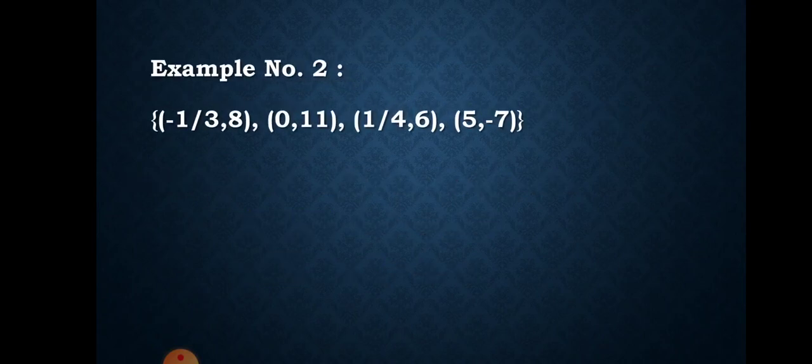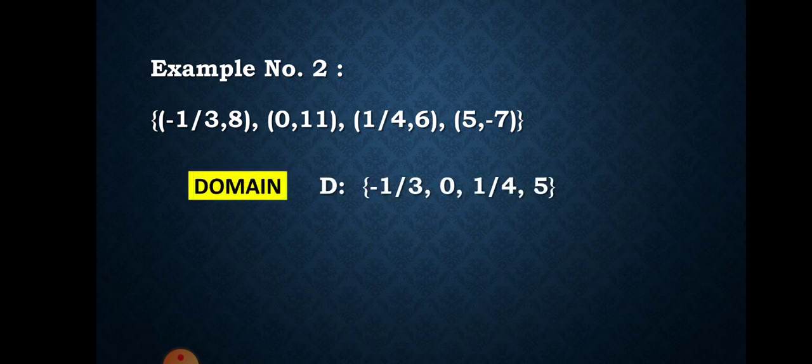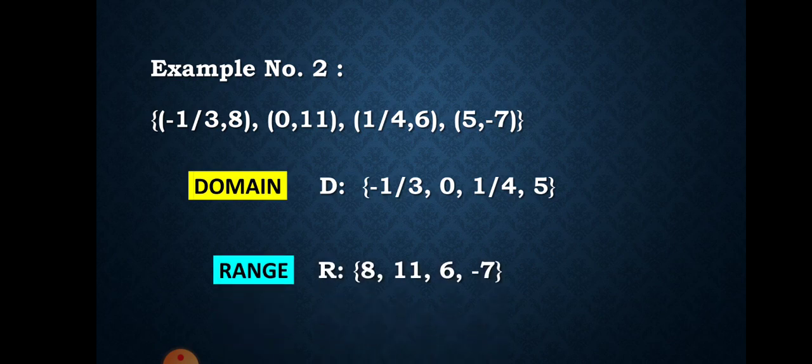Example number 2. We have the ordered pairs. -1/3 relates 8. 0 relates 11. 1/4 relates 6. 5 relates -7. And our domain are -1/3, 0, 1/4, and 5. Our range are 8, 11, 6, and -7.